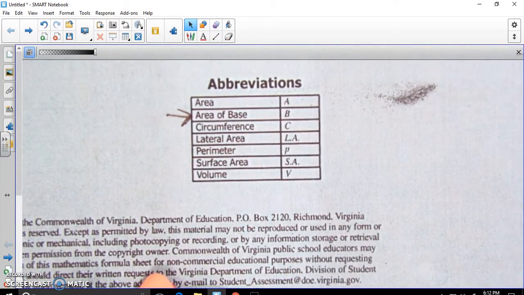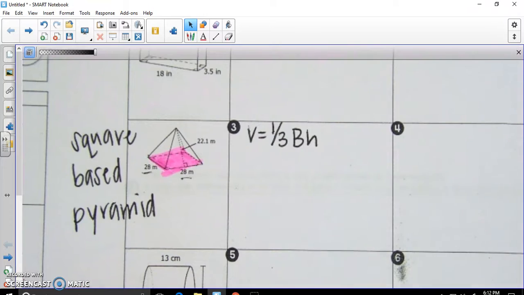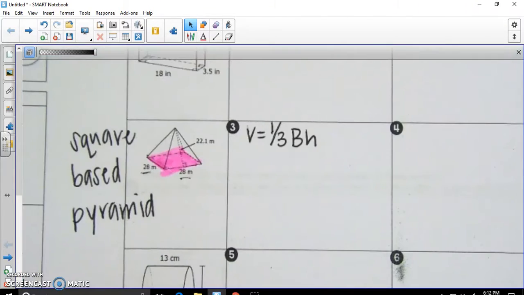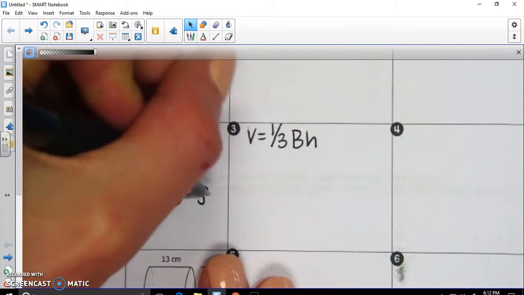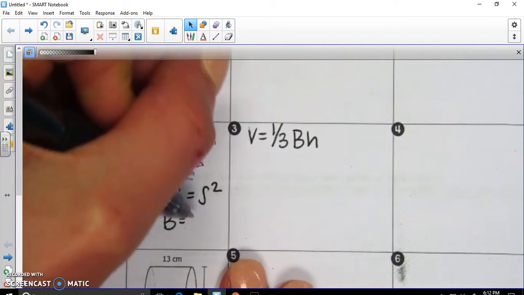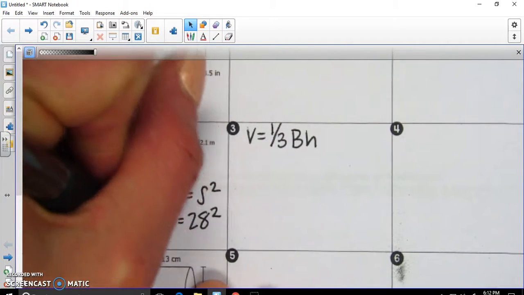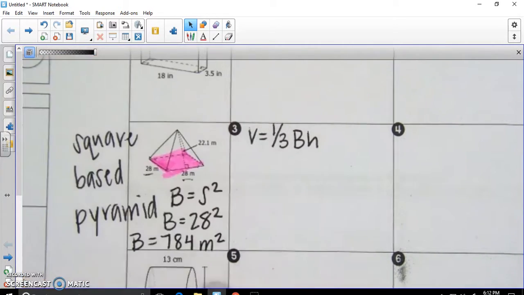So what shape did we say this base is? It's a square. So we need to find the area of a square. How do I find the area of a square? Look on my formula sheet. There's my square. Area is side squared. So let's go ahead and find the area of the base. It's side squared, or in our case, 28 squared. We'll write our answer in terms of units. 28 squared, so our base is 784 meters squared, or square meters.